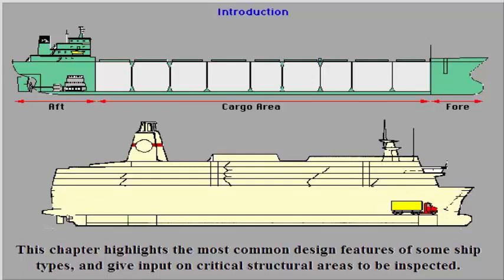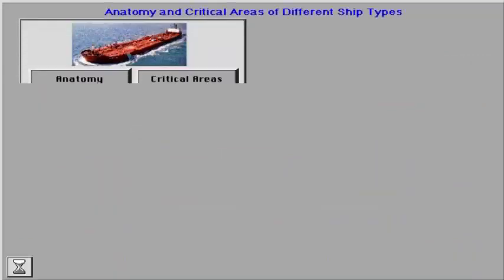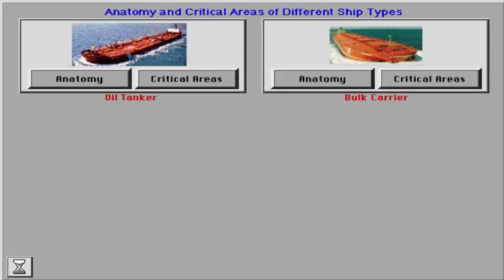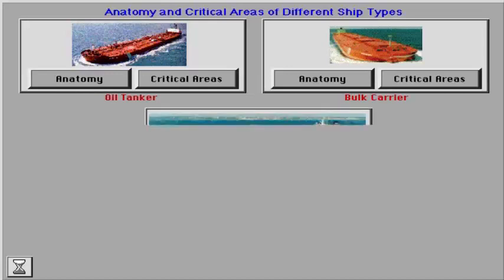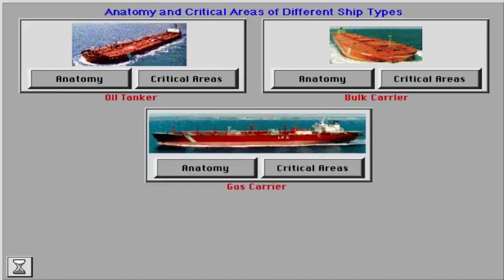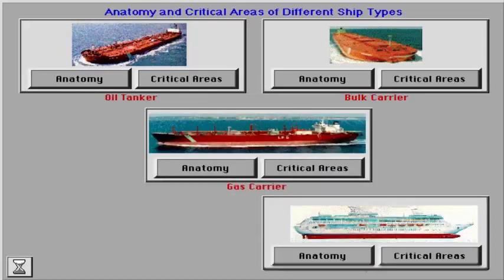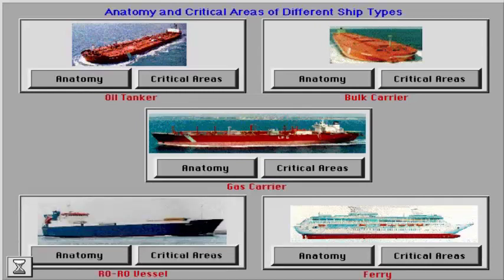We will now present the anatomy and critical areas of the following ship types: oil tanker, bulk carrier, gas carrier, ferry and ro-ro. Click the Ship Anatomy button and Critical Areas buttons for each ship type to get more information.